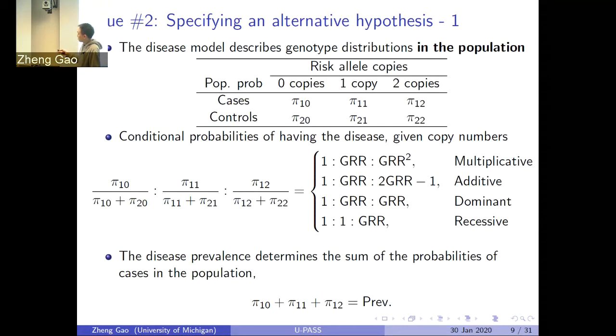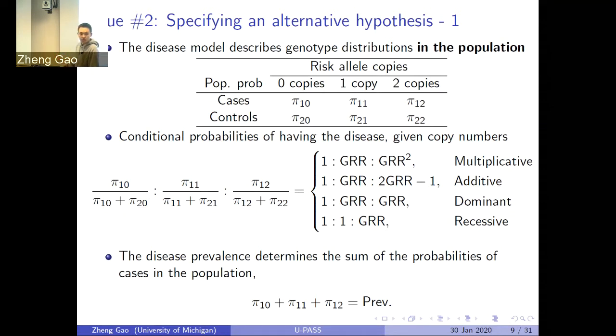If you're multiplicative, then the ratio of these 3 numbers is also multiplicative, in the sense that developing the condition with 2 copies is GRR times more likely than with 1 copy, and in turn GRR times more likely than with 0 copies, and so on. I'll explain the other ones. But you see, that's a very particular parametric assumption about the disease models relating to the allele copy numbers.